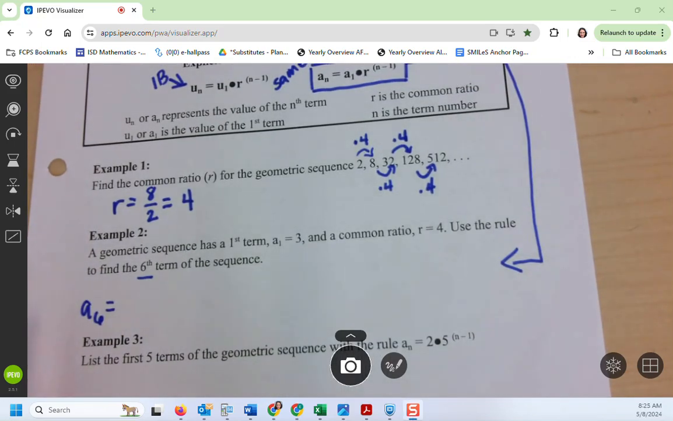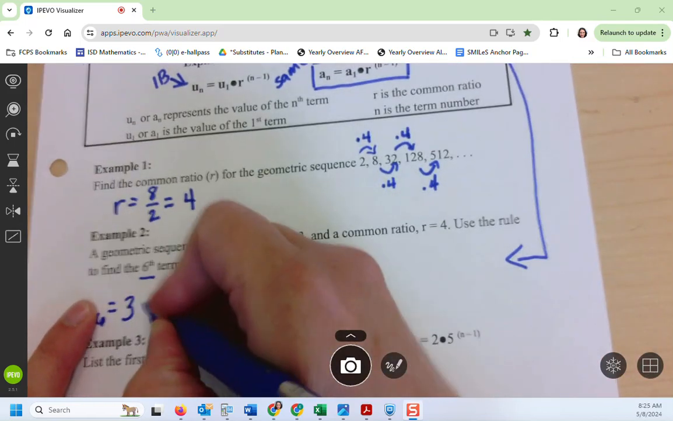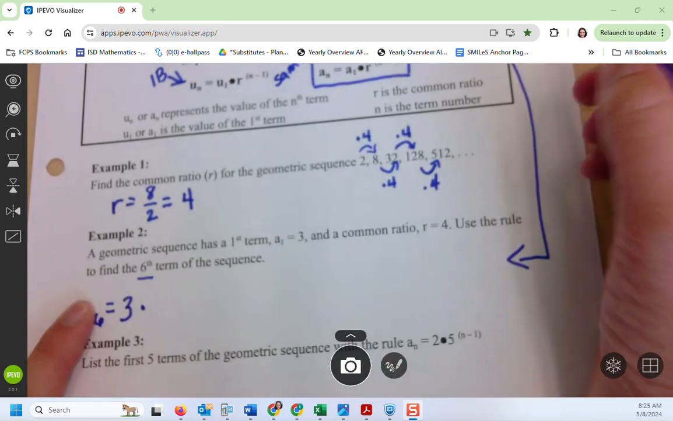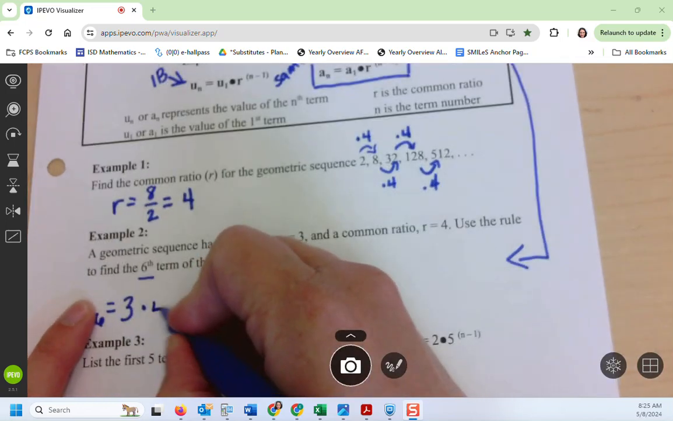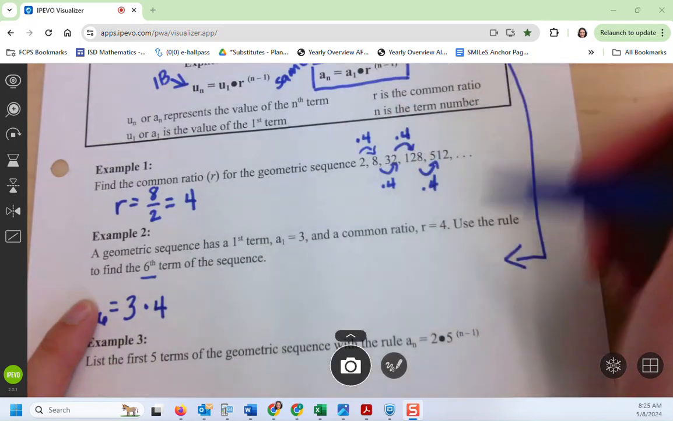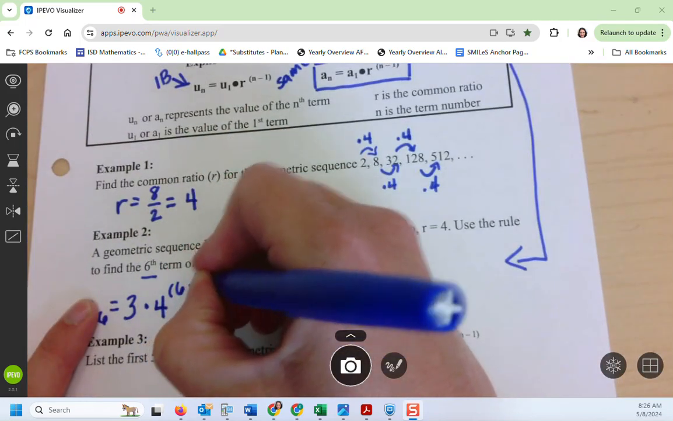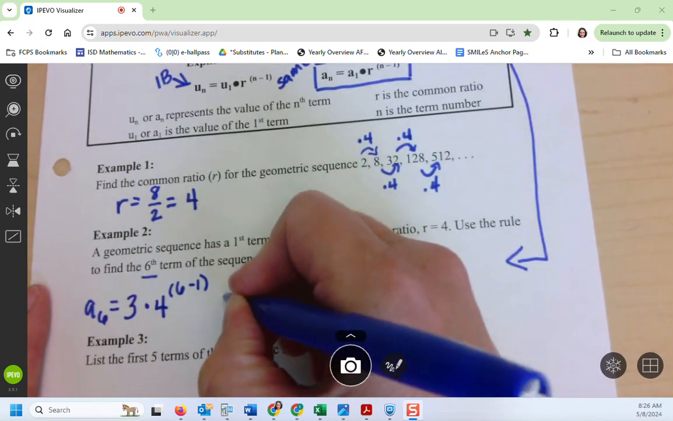Okay. So A sub 1 is my first term, and they told me what it was. And then R is 4, and then n minus 1. So the sixth term means that n is 6. So it's going to be to the 6 minus 1.